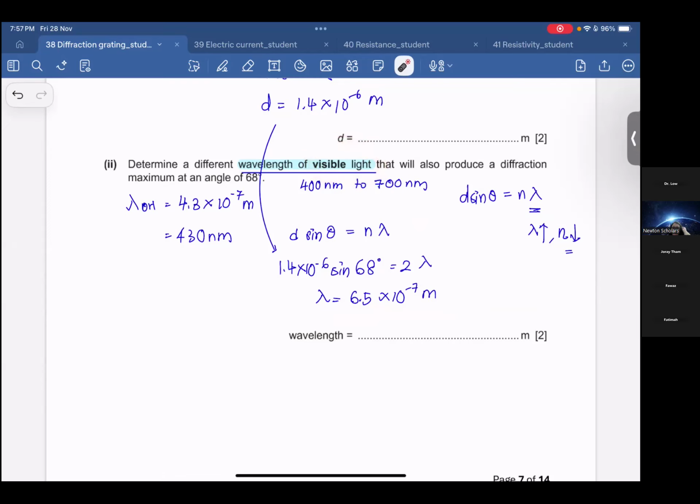There is one question. Teacher, you said that wavelength increases and n decreases, and you choose n equals to 2. Can I choose n equals to 1? What do you think? Can I choose n equals to 1, and then do my calculation and find out my wavelength and use the wavelength as my final answer? Can I use n equals to 1 to find my different wavelength?